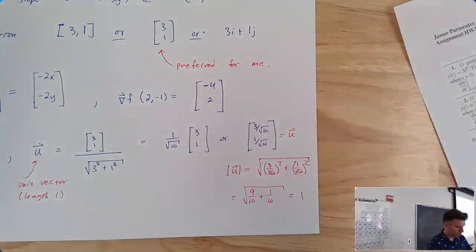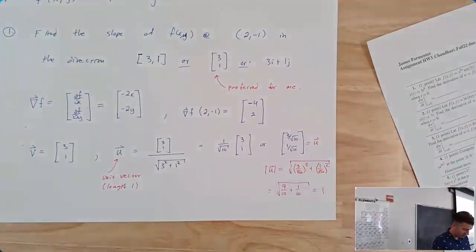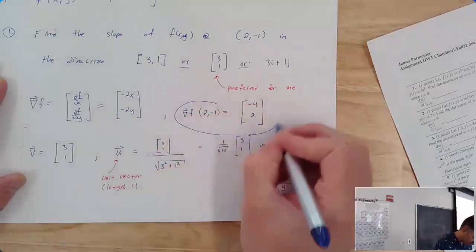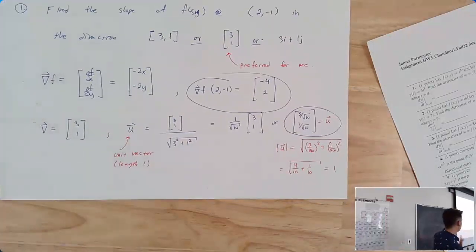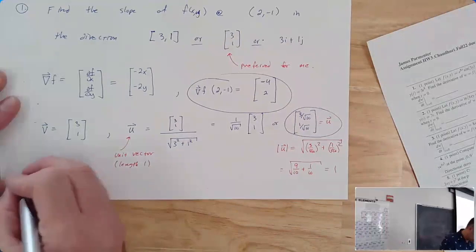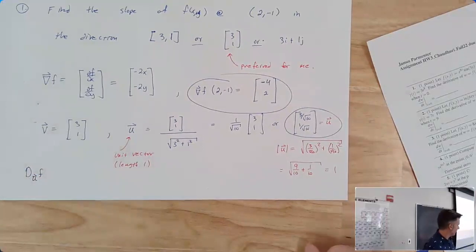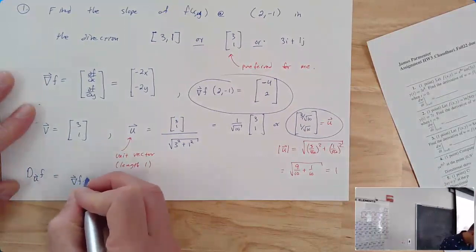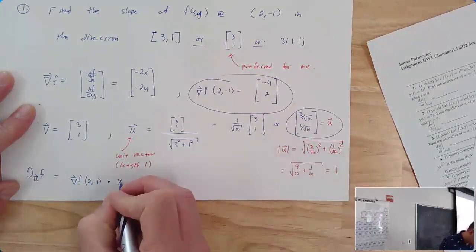Okay, so now we're almost there. All we have to do at this point to find the directional derivative is take our gradient evaluated at the point and dot it with this new unit vector. So our actual directional derivative, and here's how this is written, is written as capital D subscript u f, like that. That's how it's always done. And it's going to equal exactly the gradient we just found, evaluated at our point, dotted with the unit vector direction.